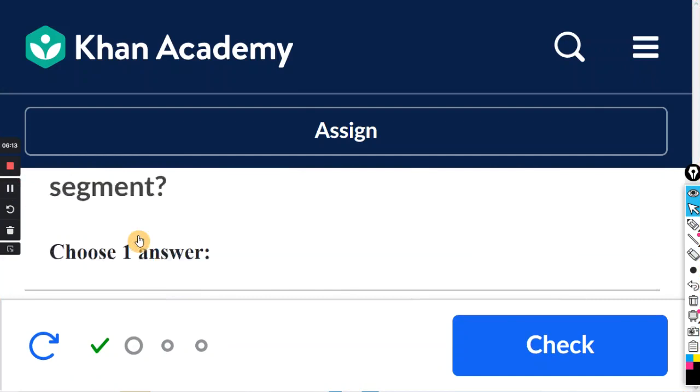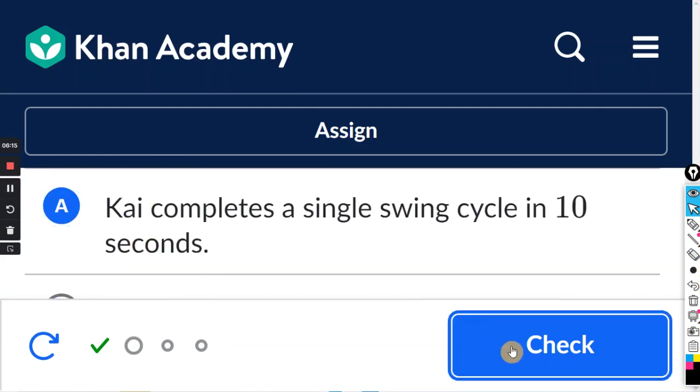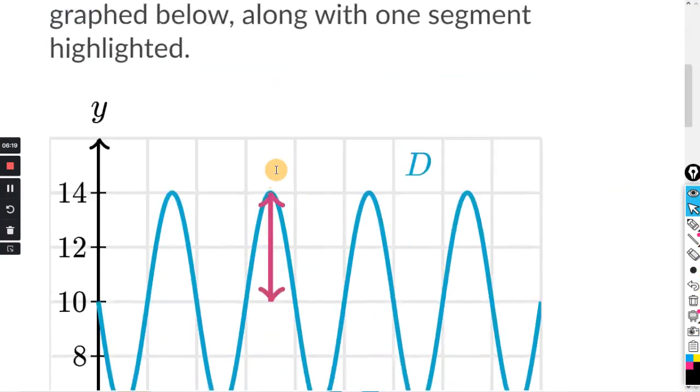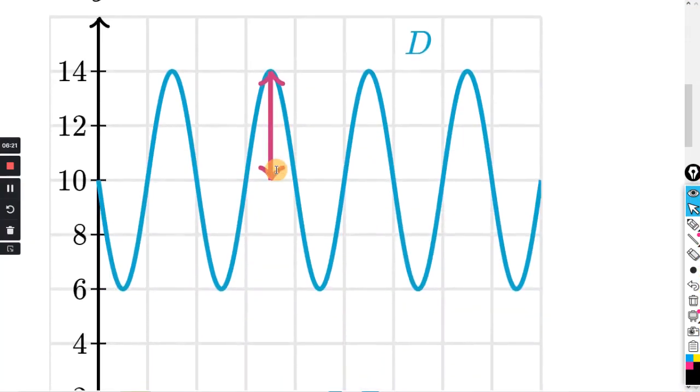So answer C and answer A. Okay, so I go right to the first question here. They're going to ask us for this highlighted segment. So this is half the distance from maximum to the minimum. So this is basically an amplitude. Okay.